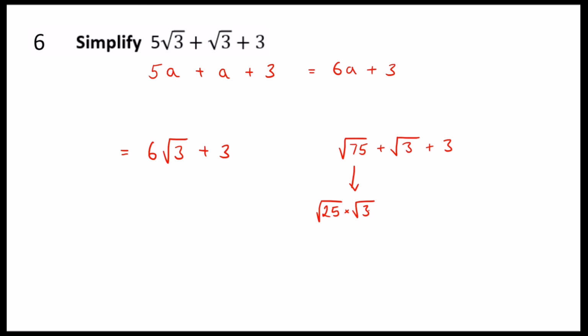What's left over if we take out that 25 factor is 3, and we can work out that the square root of 25 is 5, which gives us 5 times by root 3, and therefore 5 root 3 would be the simplified version of root 75. So you can see how this is the same question. 5 root 3 just here, plus root 3 plus 3 is the same as what we started off with.